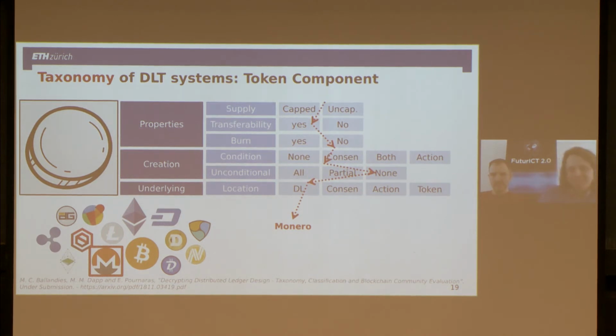Okay. Yeah, so that's how the Monero token could be mapped, and that's how Ripple is mapped. And utilizing this morphological box, I can support you.